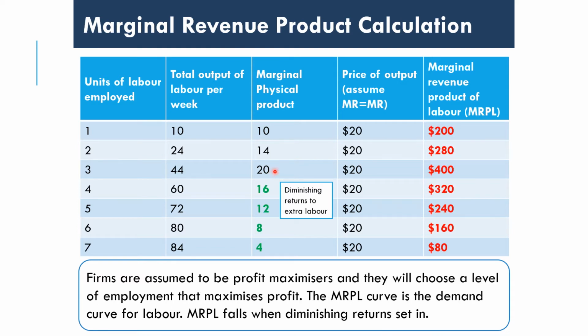So what we can see is we have diminishing returns to extra labour. We've looked at this previously when we've looked at productivity, but as we keep adding workers, in the short run we end up getting diminishing returns to labour. And that means the marginal revenue product of labour starts to decrease over time. Now, what we're assuming here is that firms are profit maximizers. So they will choose a level of employment, a level of workers at which they can maximize profit.